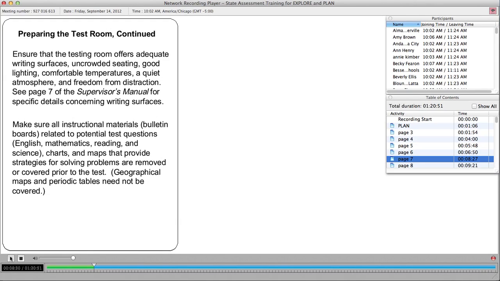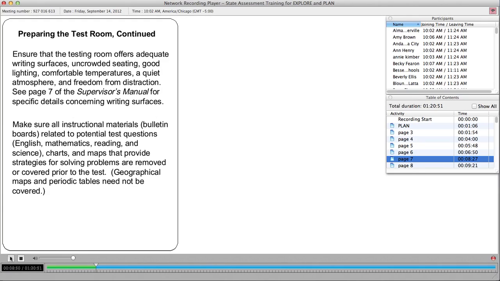And of course, as you would in any test, just make sure that the writing surfaces are adequate. They're not crowded. There's good lighting, comfortable temperatures, and so forth. So just make sure that your test conditions are adequate.